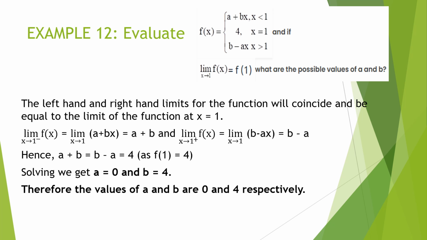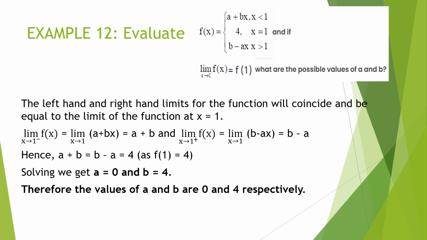Now find the right hand limit. Limit x tends to 1 plus f(x). That means x is tending to 1 from the right hand side, in this case your x is greater than 1. So how is the function defined in this case? b minus ax. So for this case it is limit x tends to 1 of b minus ax. Put x equal to 1, you will get b minus a. Now see, it is given over here that this limit exists, means this left hand and right hand limit should be the same, means your a plus b and b minus a should be equal.